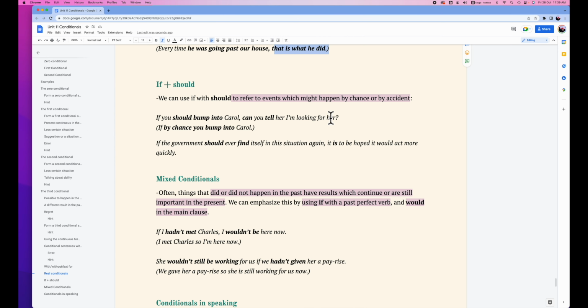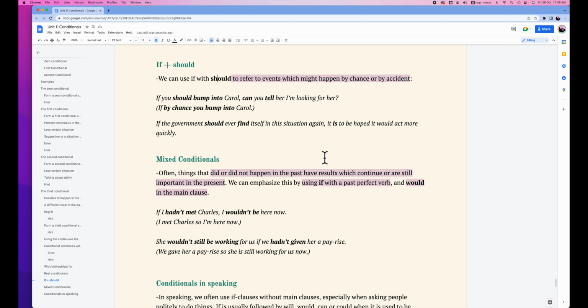Then how about describing something that happened by chance or accidentally? Let's take a look at which conditional and which modal verb we could employ. We can use the modal verb should to refer to events that might happen by chance or by accident. If you should bump into Carol, accidentally meet her, can you tell her I'm looking for her? By chance you bump into Carol, by chance you see her. If the government should ever find itself in this situation again, accidentally or by chance, it is to be hoped it could act more quickly.